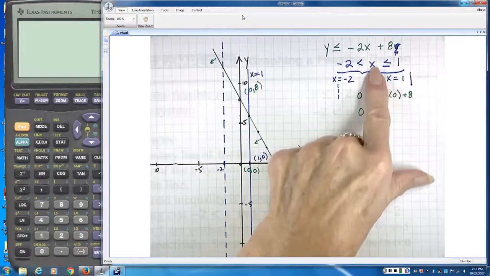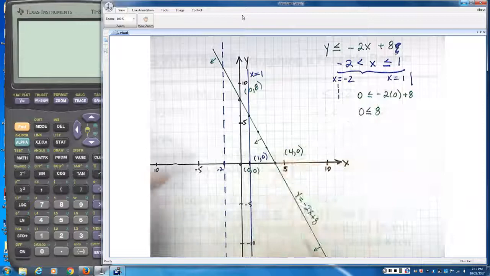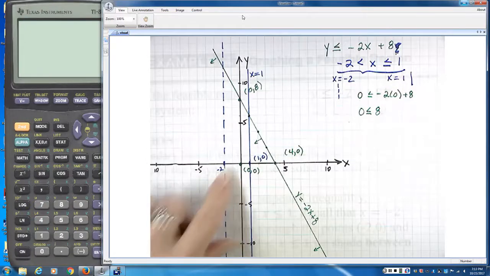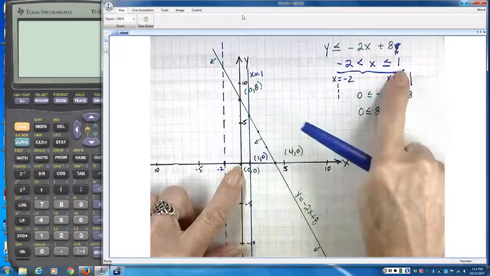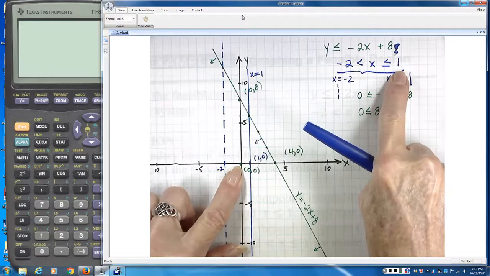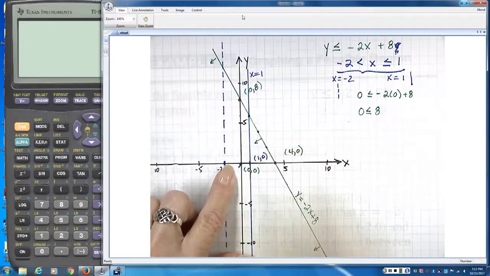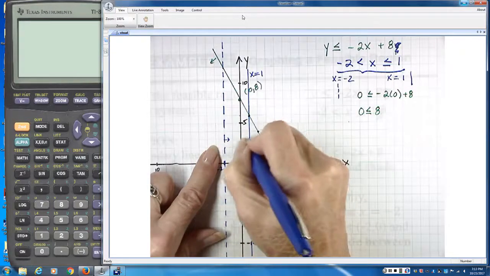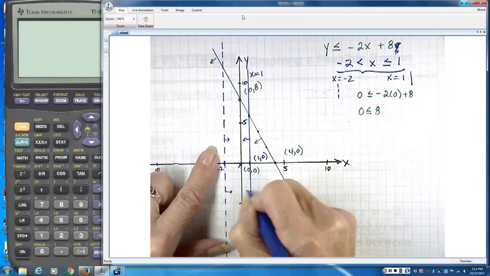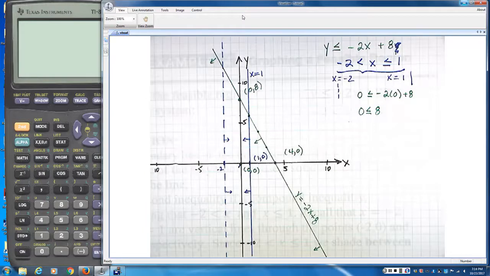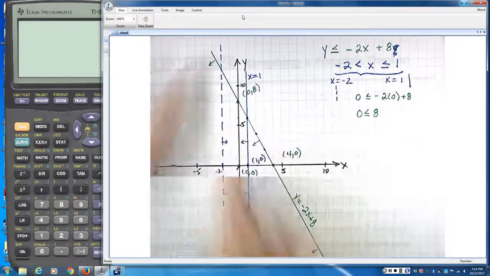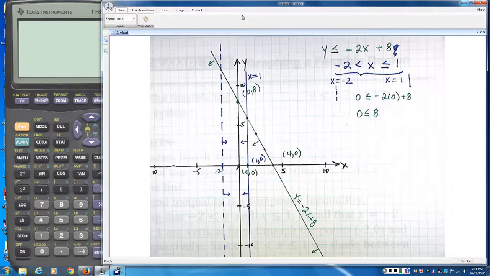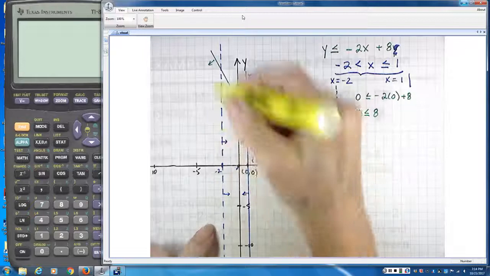Now, where does this say the x values I want are? They're in between those two. Or if you tested 0, 0, is 0 between negative 2 and 1? Yeah. So that means my test point worked. That means that I'm going to shade in between these two lines. But because I'm shading below the green line, my shading isn't going to go all the way. My shading is going to go between them.